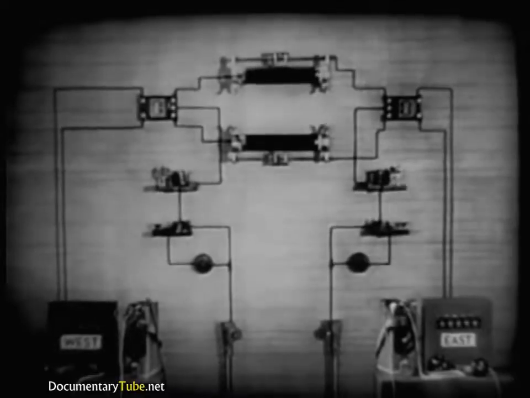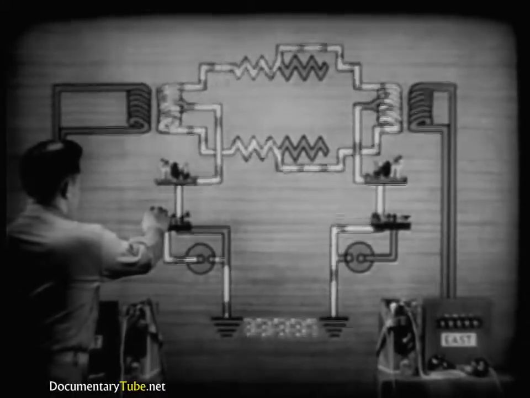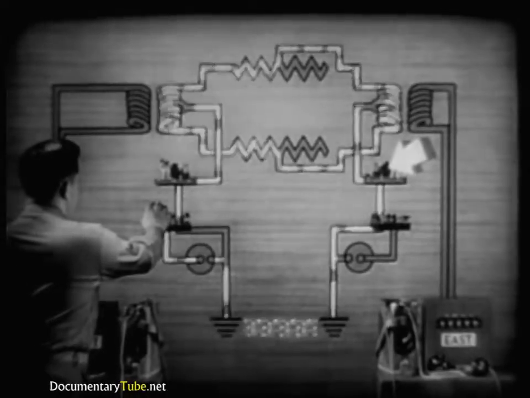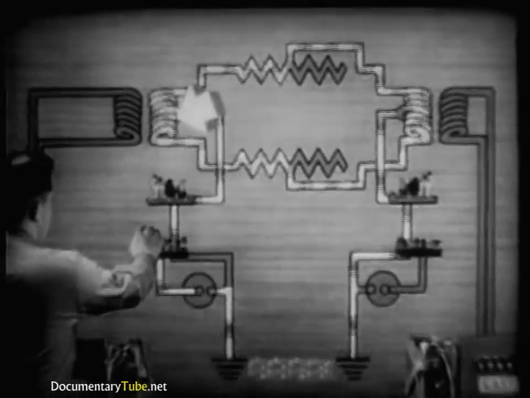Here's how the whole thing works. When one telegraph operator sends a message, the other receives it. The current goes from the telegraph set to the midpoint of the repeating coil's line side winding.